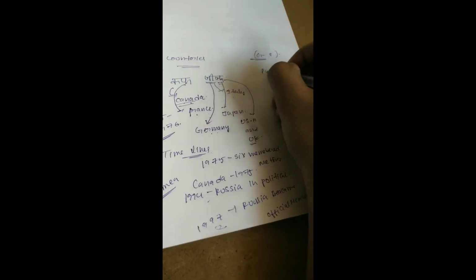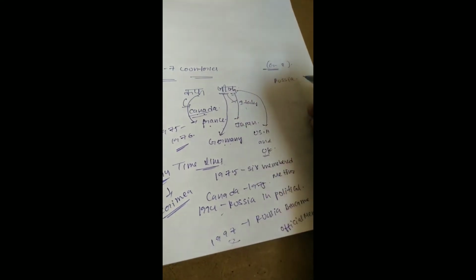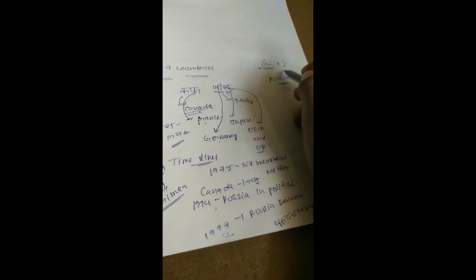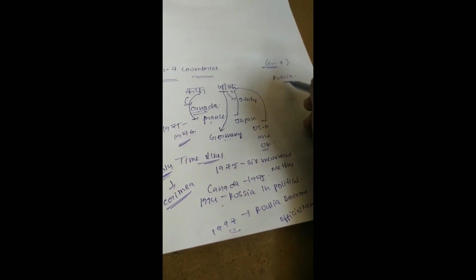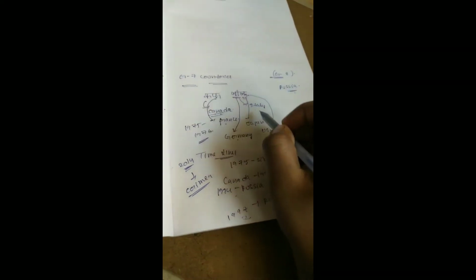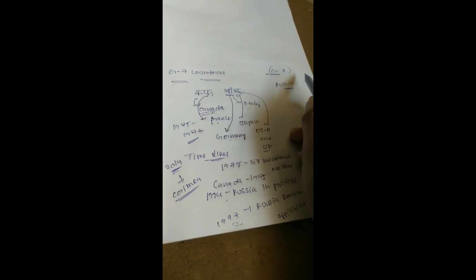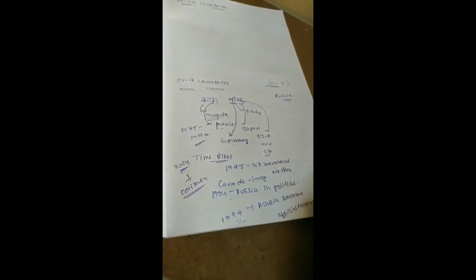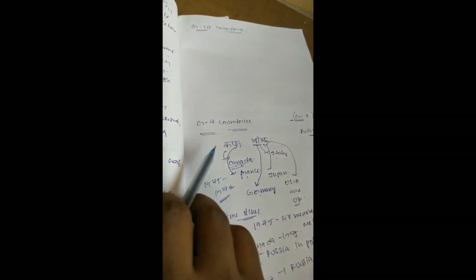So Russia became part of G8, and with Russia and the remaining 7 countries, this G8 grouped country was formed. And this is the small timeline for G7 countries. To learn this briefly, do your own research on Google or something else.